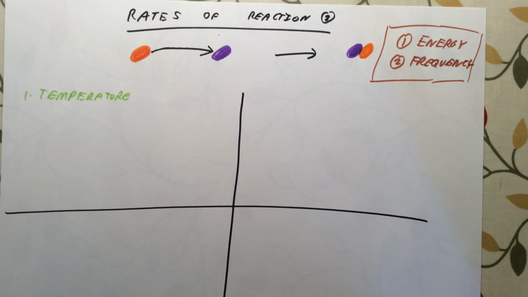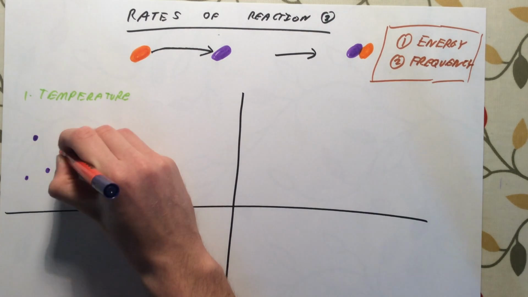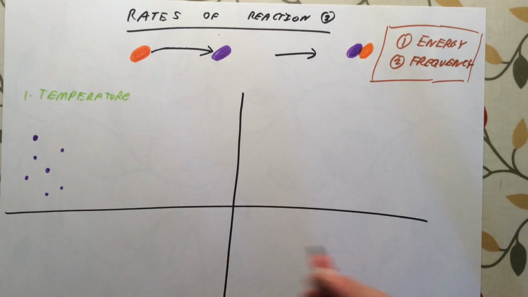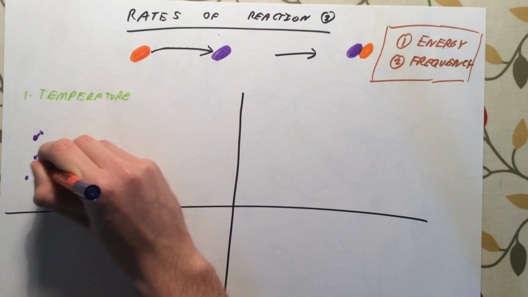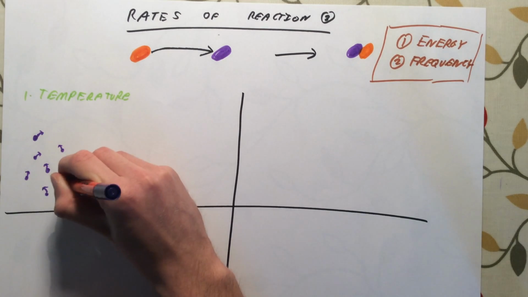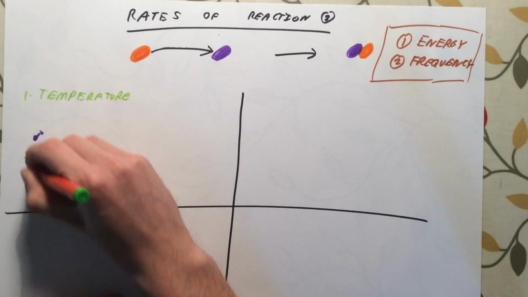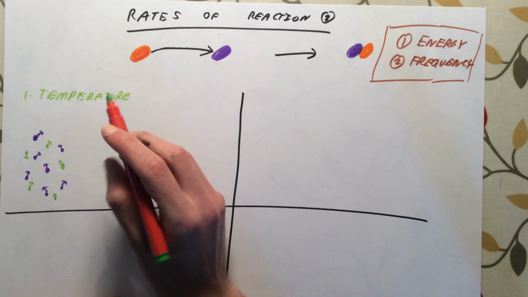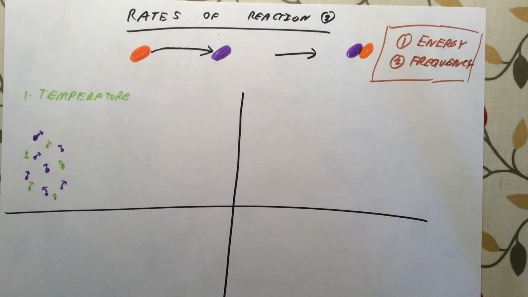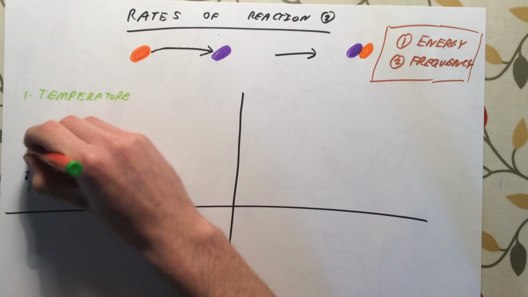If you imagine in my sample I've got a certain number of particles and they all move quite slowly. Okay, so these particles are moving, but they're moving around relatively slowly. They are going to collide together, but there is not going to be much energy, and they are not going to collide together very often. There will be a low frequency of collision. However, if I start heating this mixture up, I'm going to start making my particles move much faster.